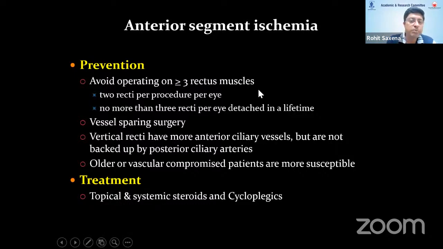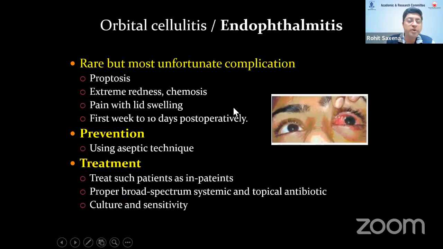Do not operate on 3 or more muscles in a single sitting. Try vessel-sparing surgery. Plications we've discussed may be less traumatic or less harmful to the vascular supply. Vertical recti have more anterior ciliary vessels but are not backed by posterior ciliary arteries, and older patients may be more susceptible. So obviously, if you suspect it, you start oral and systemic steroids and cycloplegics immediately. Usually the patient would recover, especially if it's a young patient.